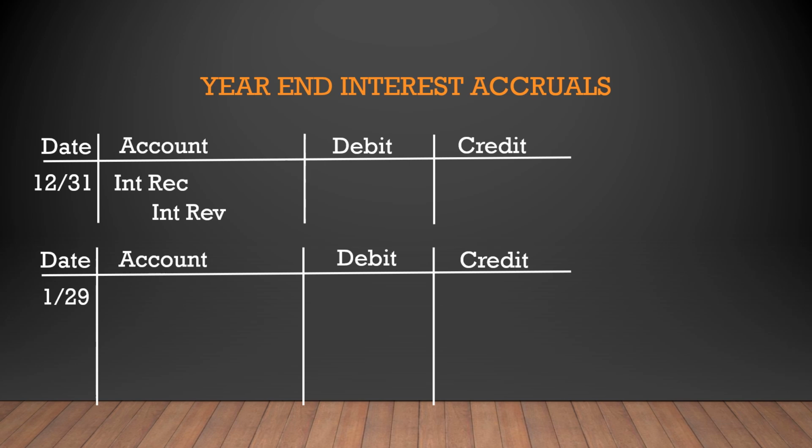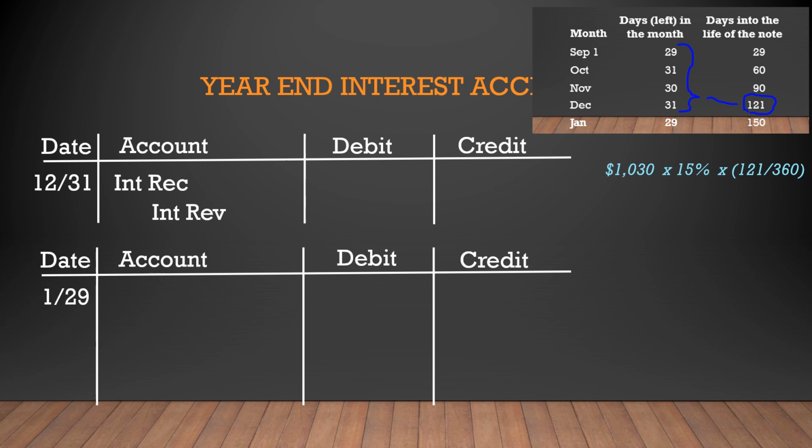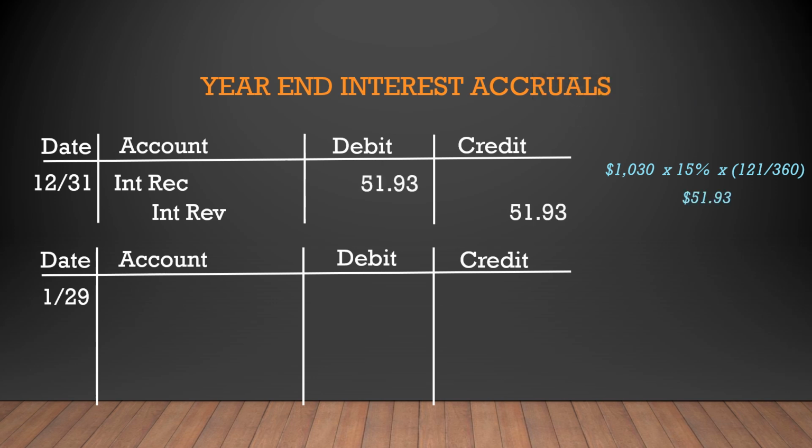The amount of interest earned can be calculated using that formula. Multiply the $1,030 principal by the 15% annual interest rate by 121 over 360. 121 days have passed between September 1st and December 31st, so that's the numerator in the time period component. Interest earned so far, $51.93.